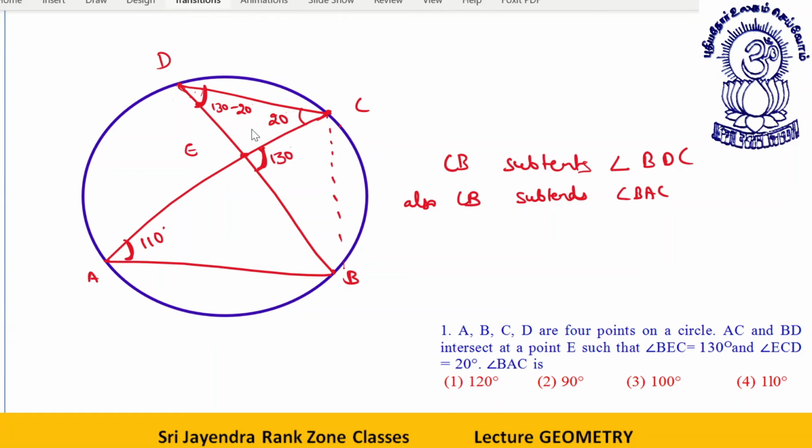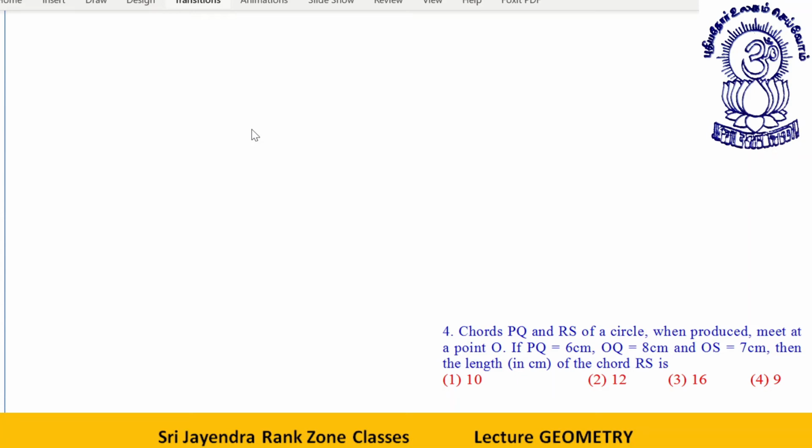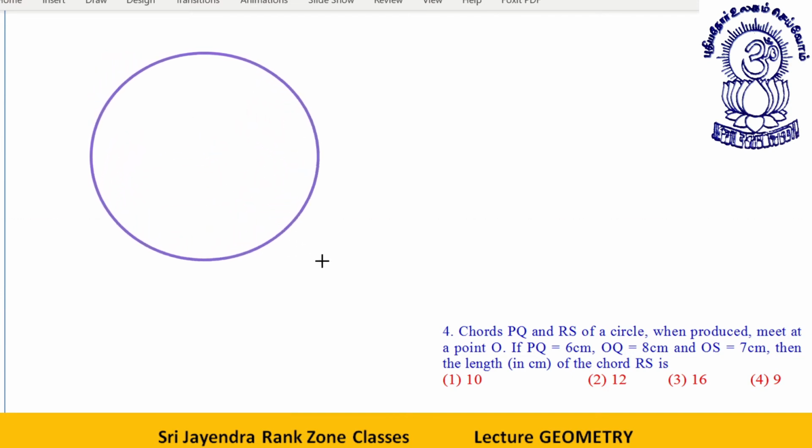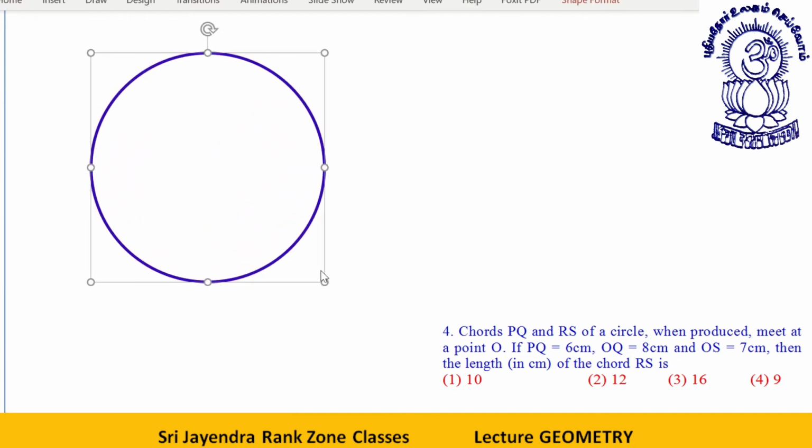Next one. Chords PQ and RS of a circle, when produced, meet. Let me draw a circle. Okay, now we have a question based on the next property. Let me tell you the basic theory first, then we'll move on. I hope you are clear with this concept which we have discussed.